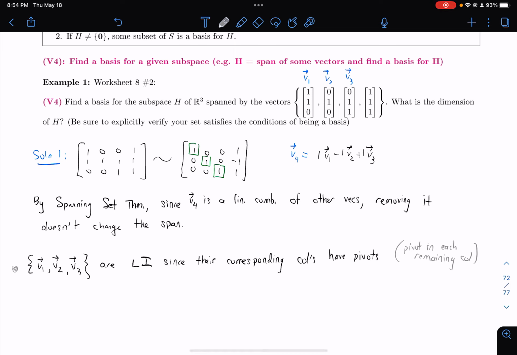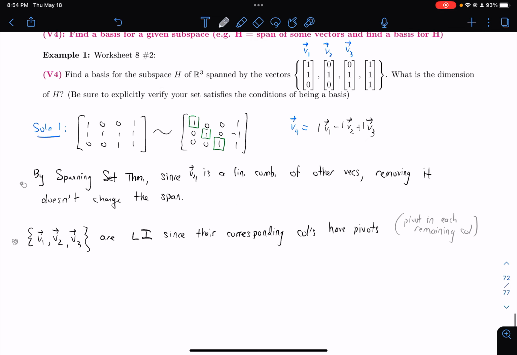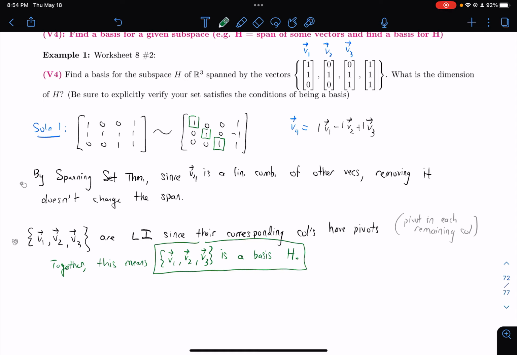That's one thing that we need for it to be a basis. And the span hasn't changed, so their span is still the whole subspace H. Well, collectively, those are the two things we need for it to be a basis. So together, this means that the set of vectors we are down to, just V1, V2, and V3, well, this is a basis for our subspace. Awesome. Cool. All right, so we have found a basis for our subspace.